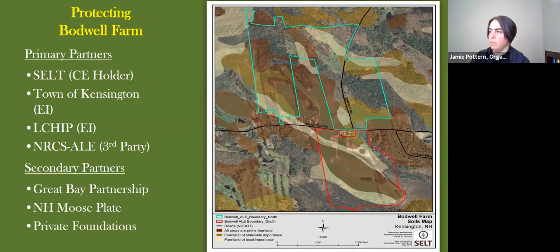Some of the primary partners on the project, obviously CELT was there to hold the conservation easement. The town of Kensington is holding an executory interest, as is LCHIP, and NRCS, the Natural Resources Conservation Service, will hold a third-party right of enforcement. We also worked with the Great Bay Resource Protection Partnership, New Hampshire Moose Plate, and several private foundations.